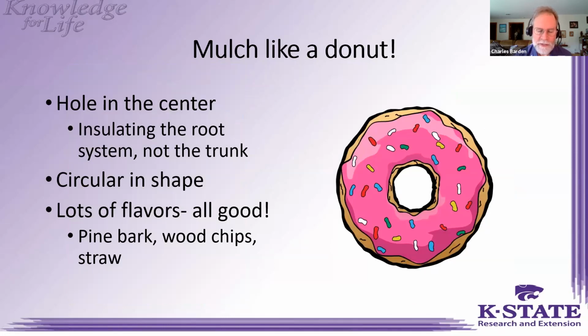Okay, one thing you can say, Matt in Wichita came up with mulching like a donut. There's a hole in the center. You're trying to insulate the root system and not the trunk. So the hole in the center is where the trunk grows up through. Make them circular in shape, and lots of flavors, and they're all good. Whether you use pine bark or wood chips or cocoa bur, husk or straw, they all do well.